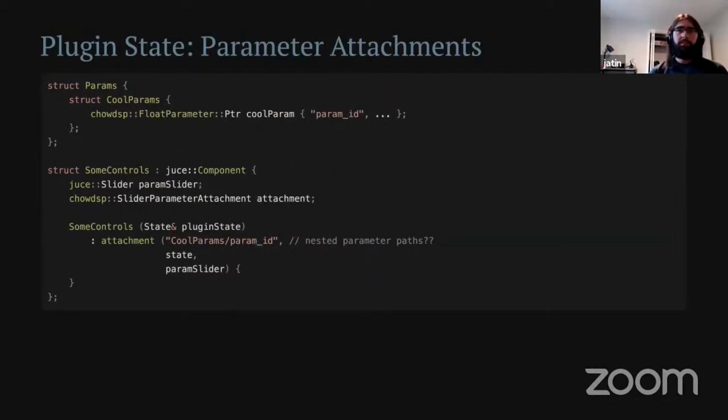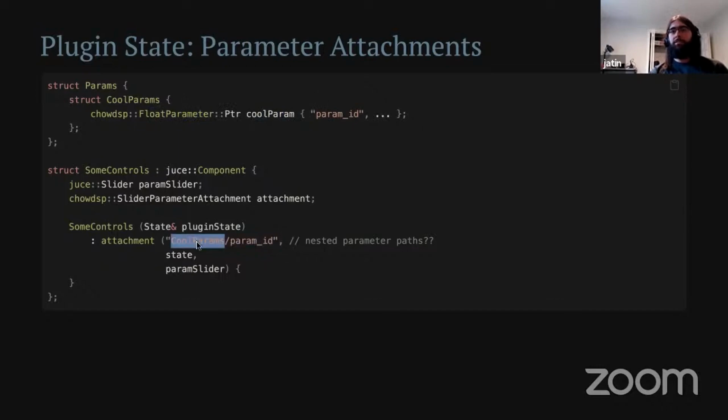And so yeah, this is what it looks like in the UI code. This is another neat little trick that I figured out. So maybe we have some nested parameters. We have our parameter struct, and then we have a struct inside that struct, and that's the one where the parameter lives. So what we can actually do is make this little string-like parameter path.